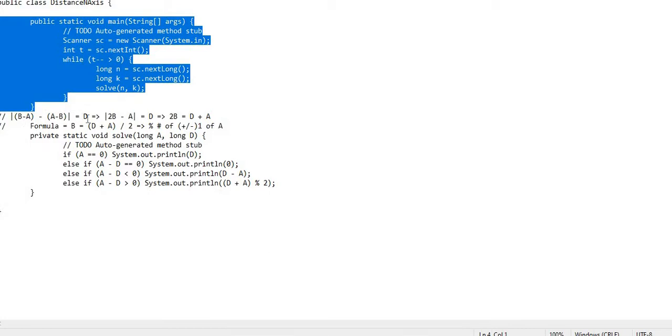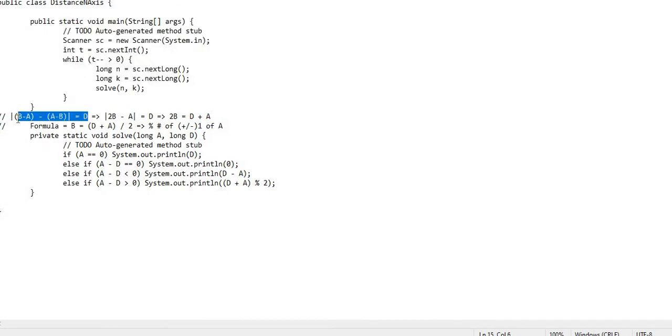As per the given statement, this is the formula: the absolute difference of B minus (A minus B) has to be equal to D. If you deduce this formula, it forms a simplified equation, that is 2B minus A over here. After that, one side is the absolute difference and the other side, that is D, is a non-negative value.